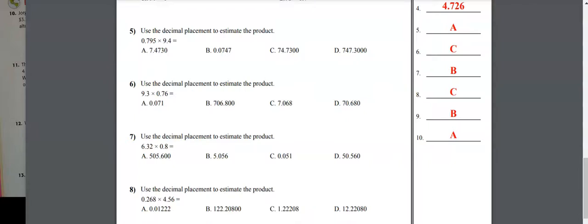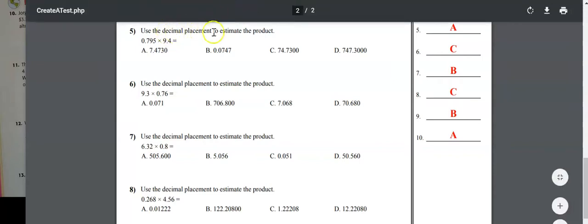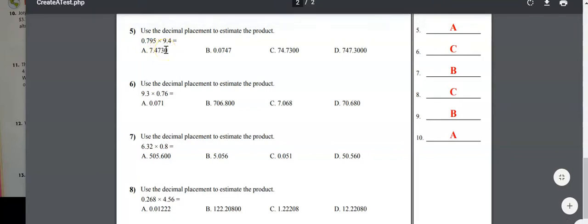First of all, going over yesterday's homework with multiplying decimals, thinking of using the decimal placement to figure out which product makes the most sense. So number 5, you should have gotten A. Why? Well, you're taking 9 times almost 1, so you should get a little less than 9. This was the only choice that gave you a little less than 9, along with 4 places past the decimal.